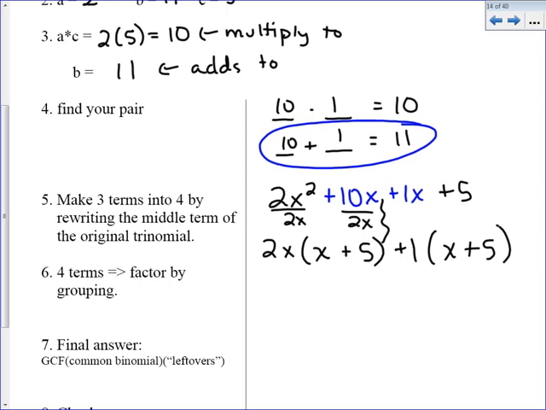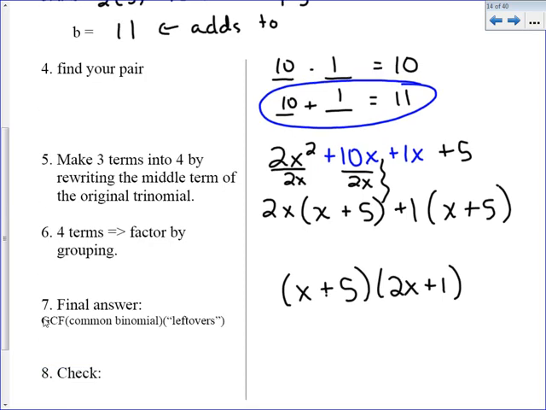And then there's one more step to factoring. What's my answer? X plus 5, 2x plus 1. Now your final answer, if you had a GCF, make sure it comes out front, and then it's our common binomial, and our leftovers factor.